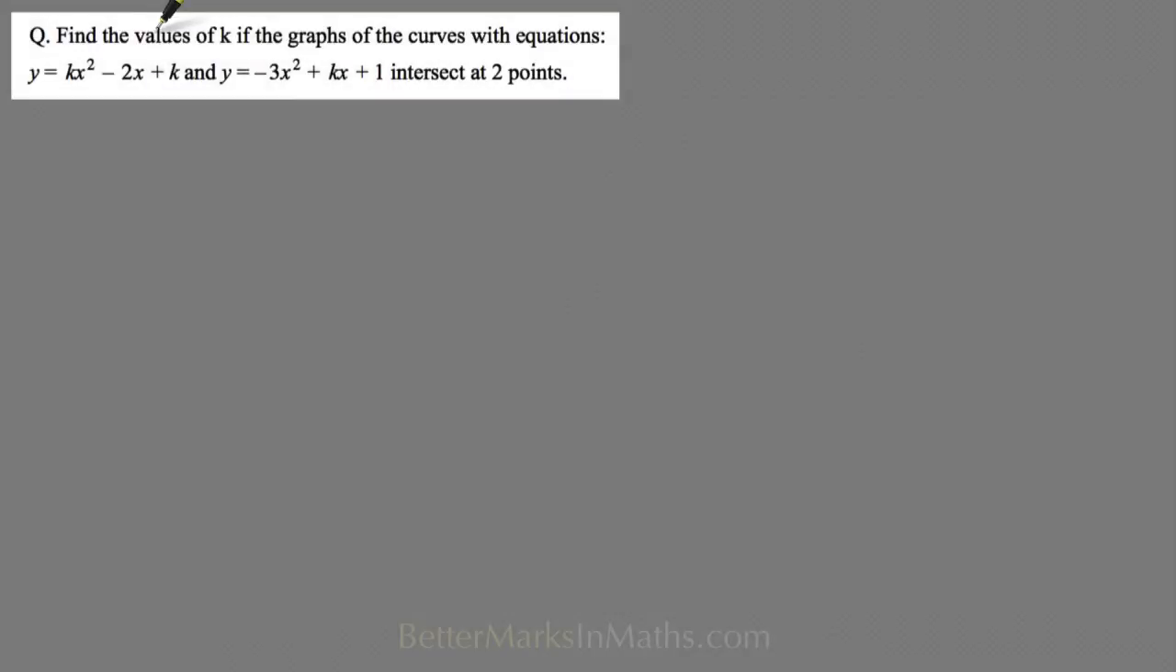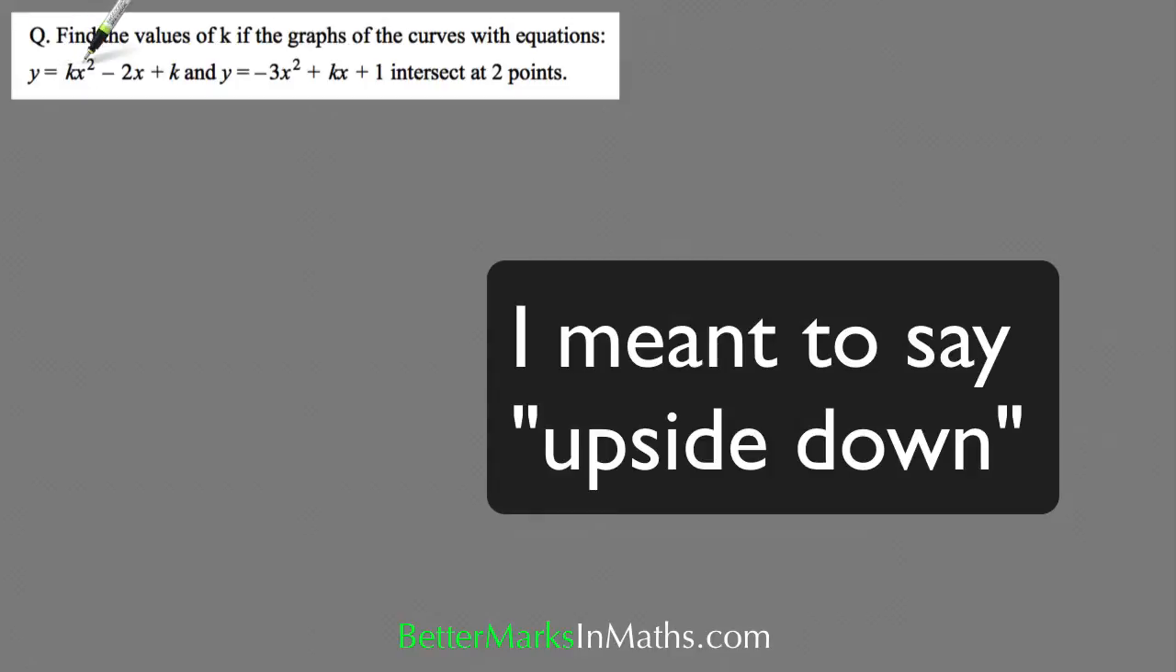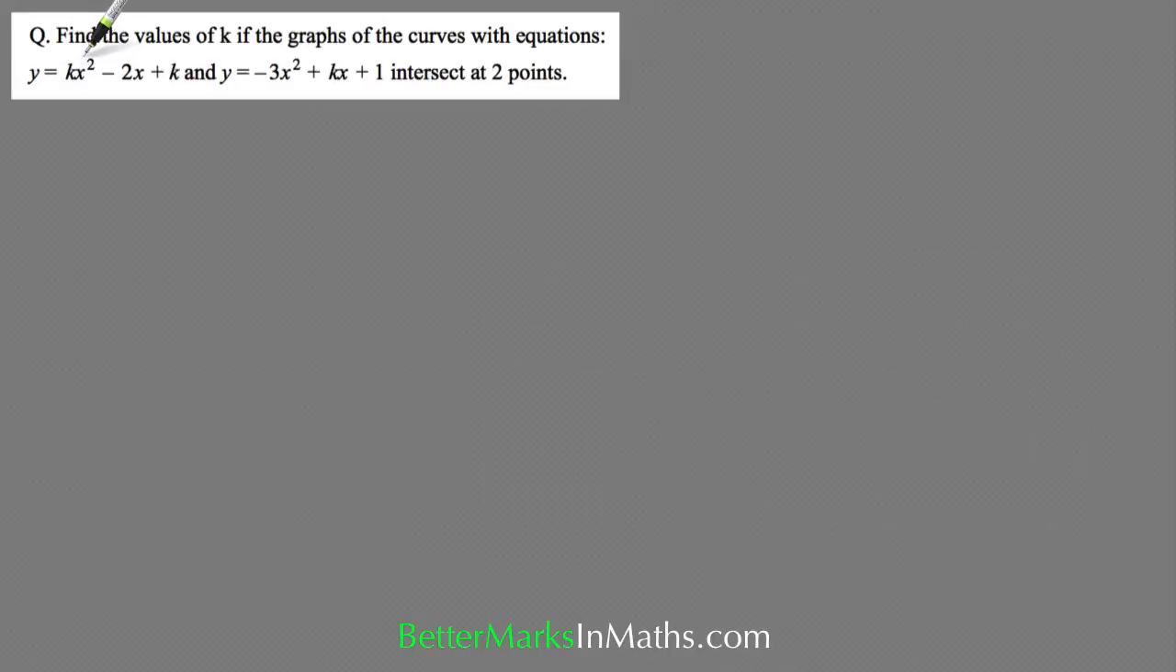In this question, you have to find the values of k if the graphs of the curves with equations y equals kx squared minus 2x plus k and y equals minus 3x squared plus kx plus 1 intersect at 2 points. So these equations represent parabolas. This one's upright because of the minus 3, and this one will be upright or upside down depending on whether k is positive or negative.